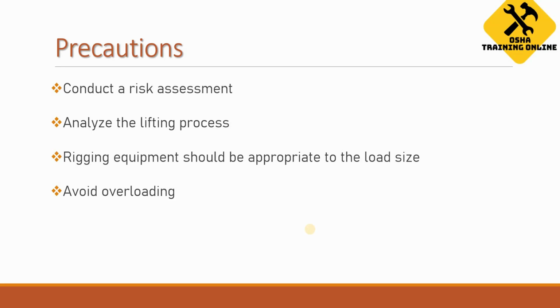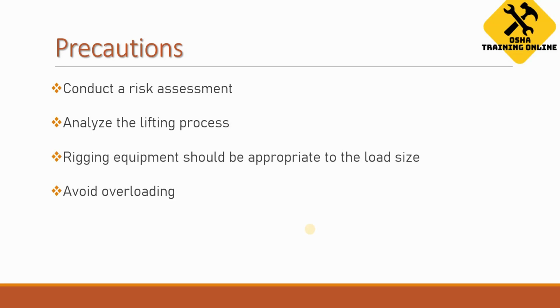First, a safety officer has to conduct a risk assessment, to see how much risk is involved in the rigging equipment process, and all the risk should be avoided by going through all of the process. Analyze the lifting process. A safety officer has to think before starting the rigging process what kind of rigging equipment is required for what kind of material which has to be picked up or lifted up. So there should be a proper analysis before starting this work.